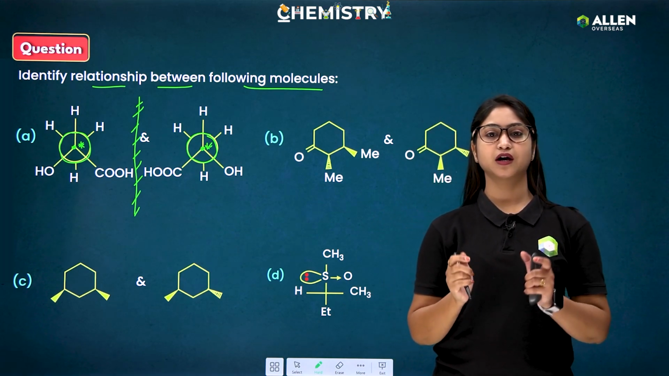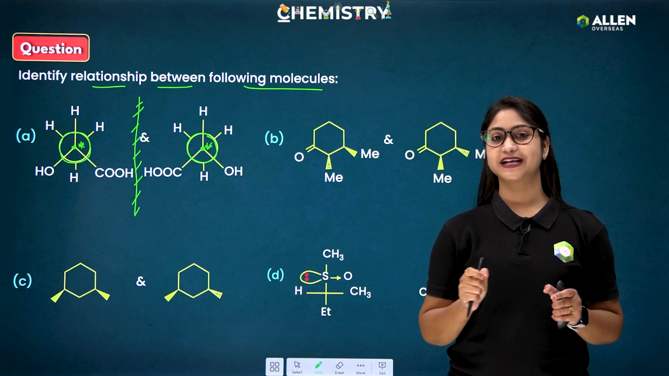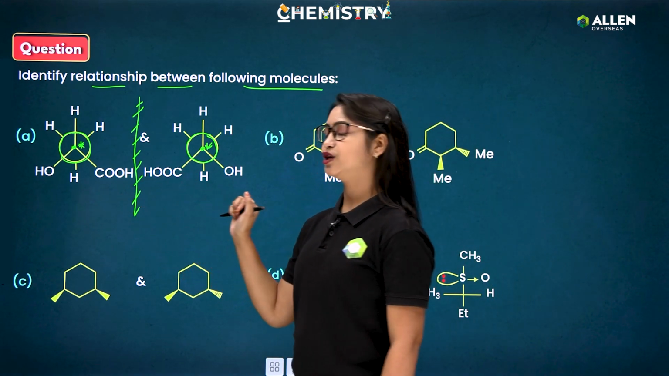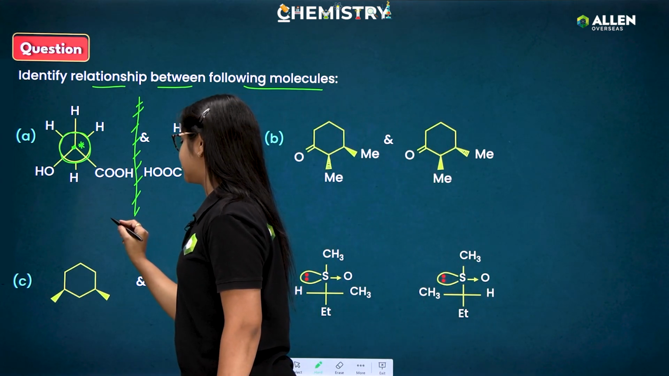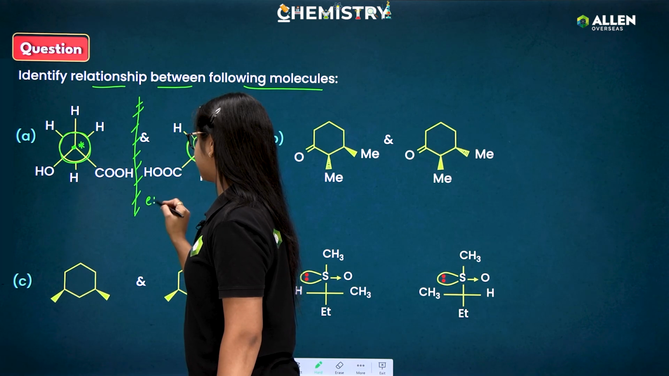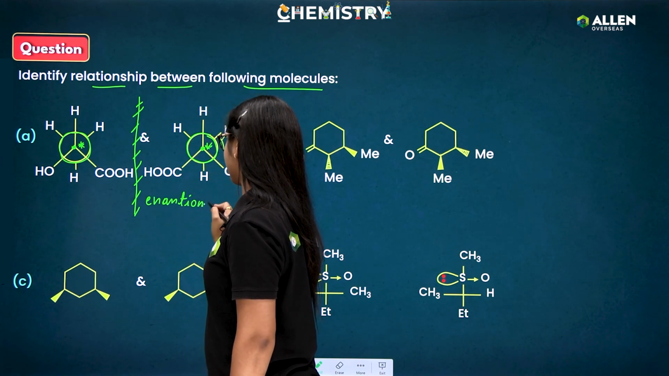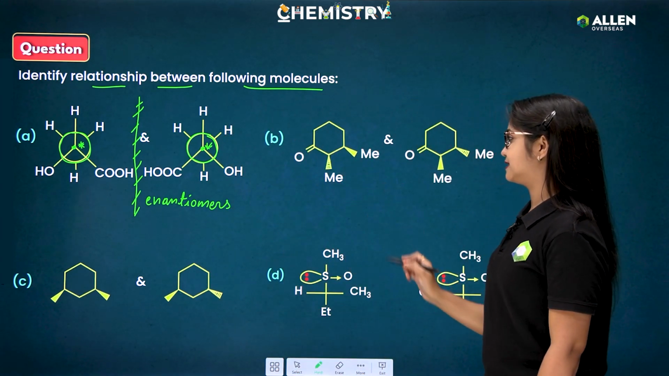So whenever in a compound there is only one chiral carbon, that is definitely optically active. Okay, so these two are optically active and they are non-superimposable mirror images of each other. That's why we can say that these are enantiomers. Okay, so now let's see the second one.